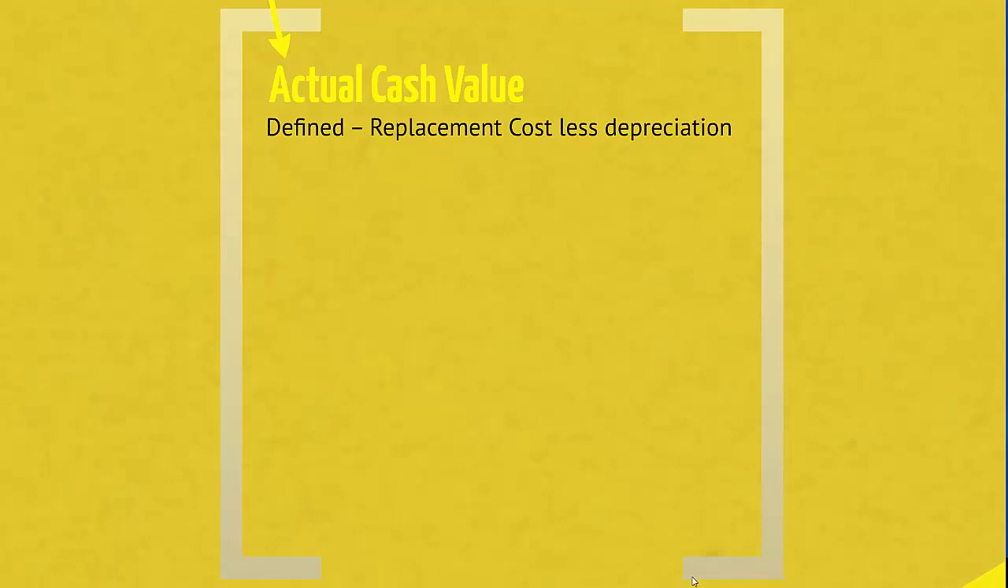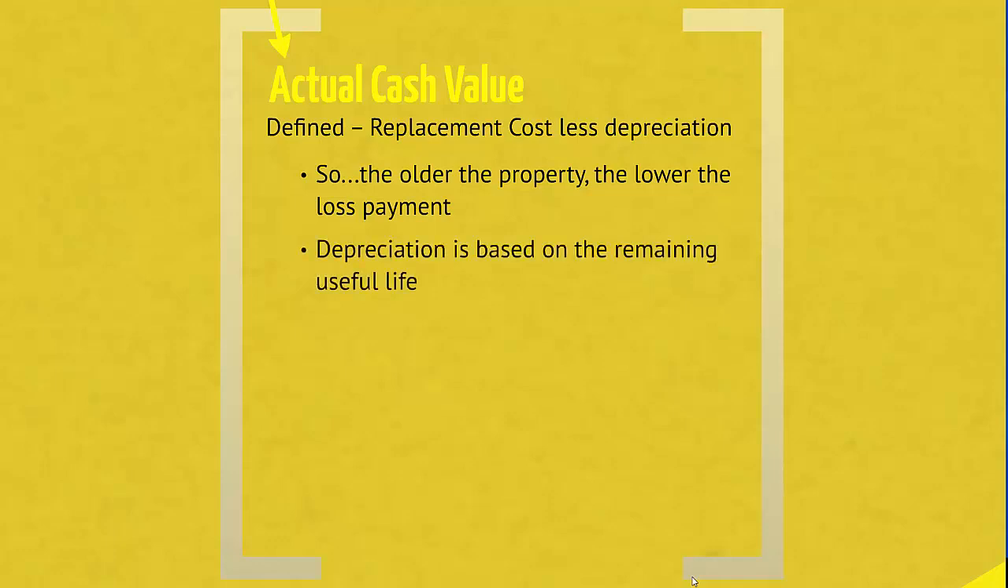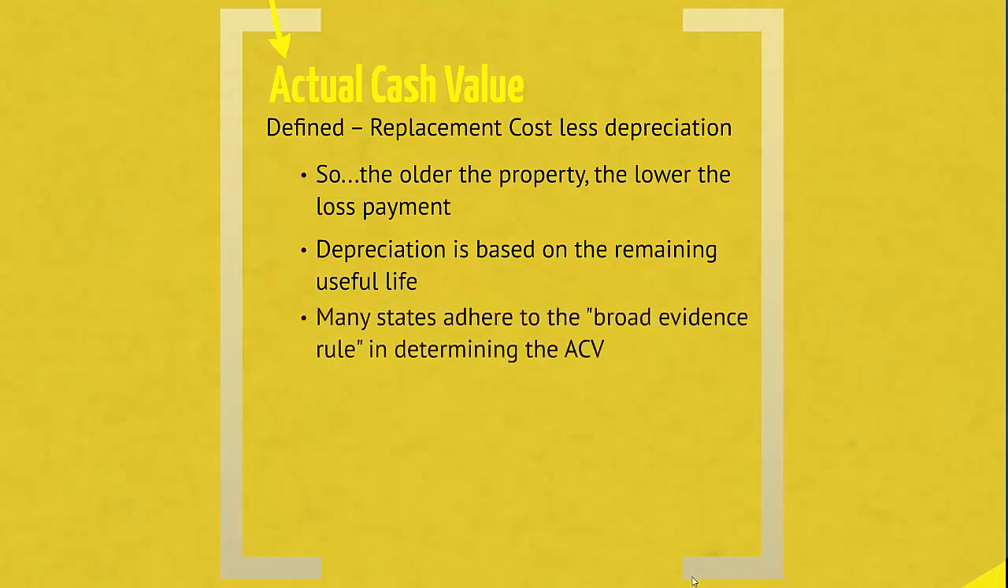First, it's defined as replacement cost less depreciation. So using actual cash value is going to give the insured less coverage than replacement cost. The older the property is, the lower the loss payment will be. Depreciation is based on the remaining useful life of the property.